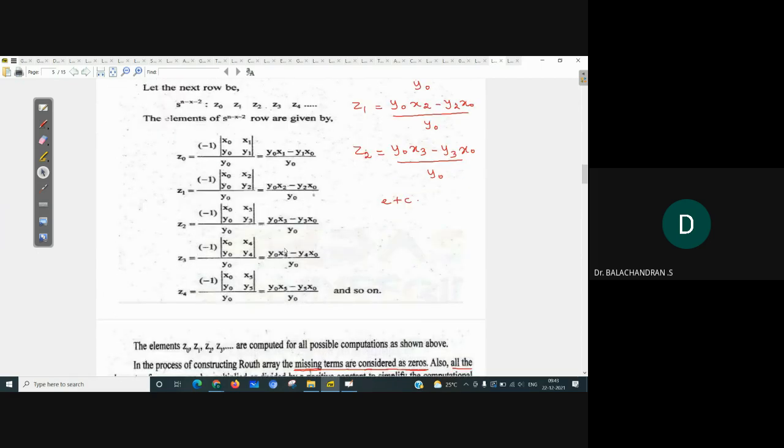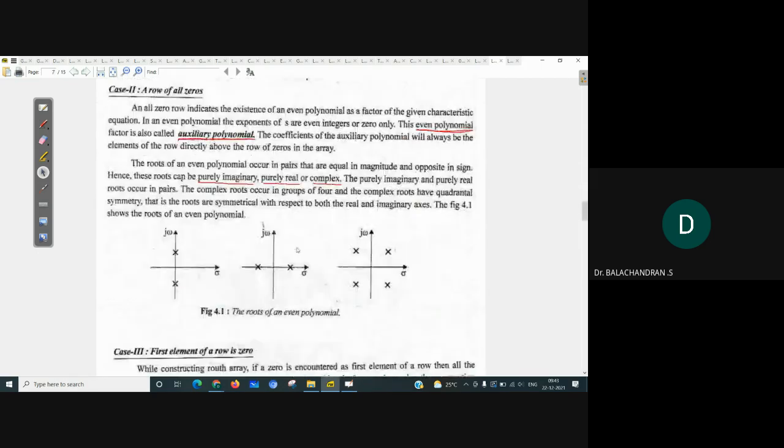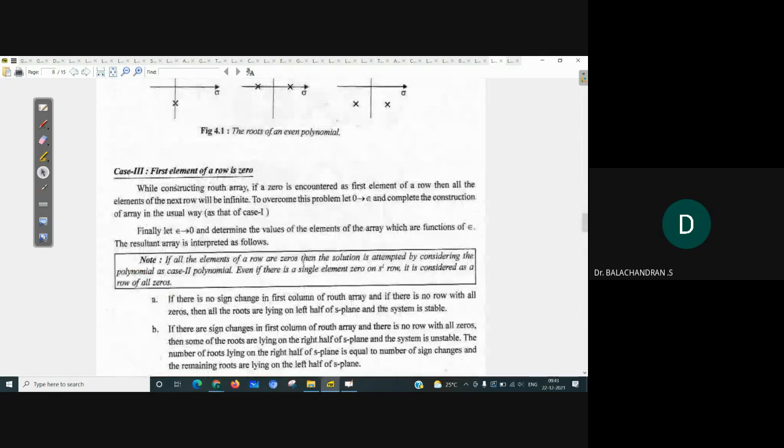So to avoid this, while constructing the root array, if a 0 is encountered as the first element of a row, then all the elements of the next row will be infinite. To overcome this problem, instead of 0, I will replace it by epsilon, and complete the construction of the array in the usual way. The usual way means as in the case of case 1.